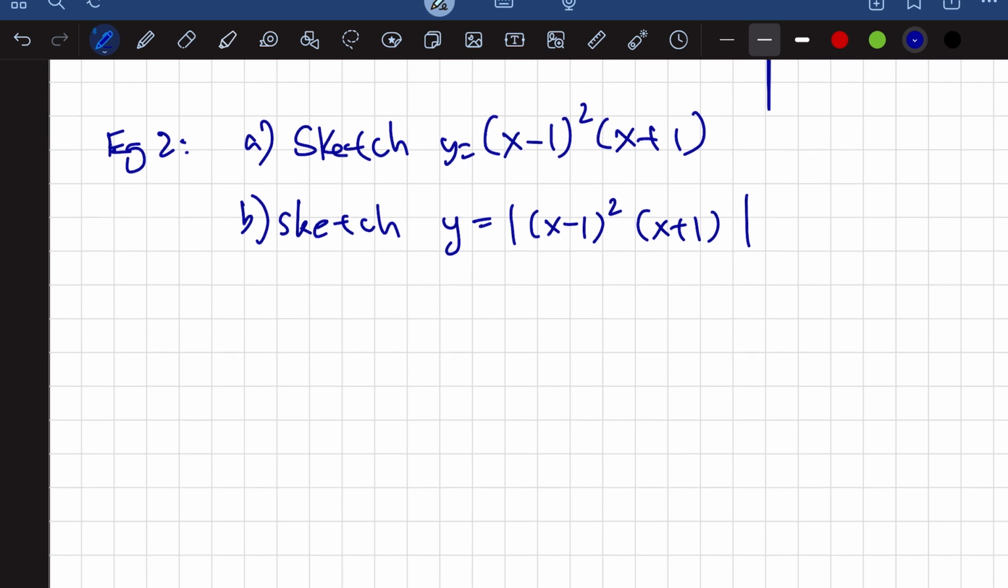They want us to sketch x minus 1 squared times x plus 1. So this is a cubic function, but it has a bounced off effect, isn't it? So let's label all roots first. So x, y. So we have one root at 1, one root at minus 1. We know it bounces off here. So let's look at the y-intercept. So minus 1 squared is positive 1 times 1 is 1.